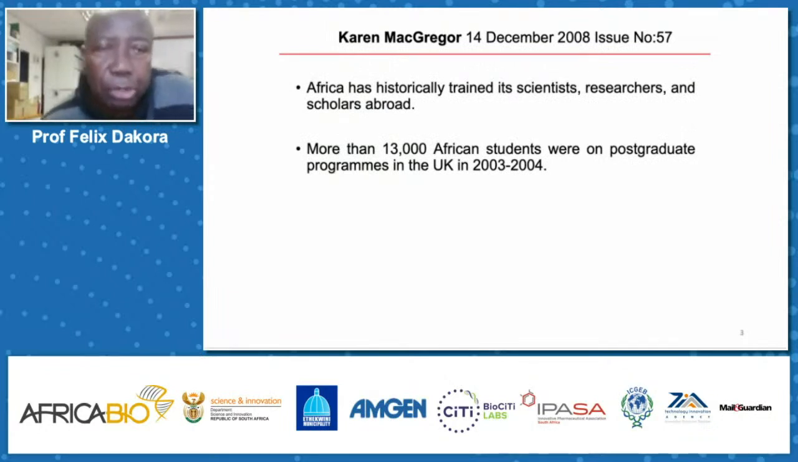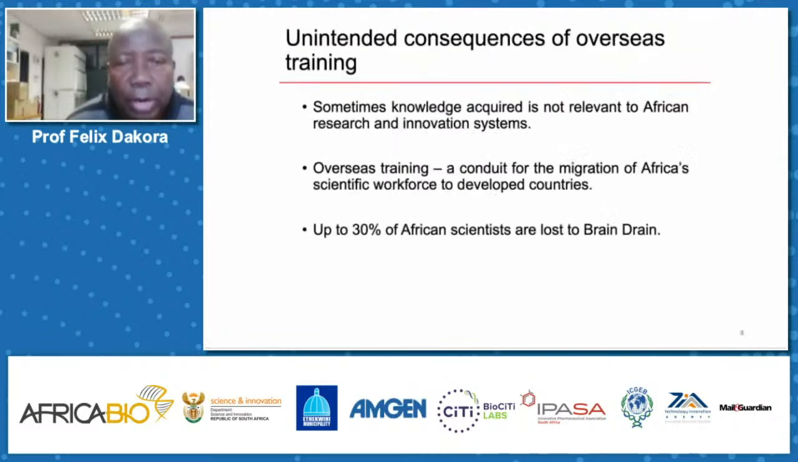Now, the other issue about Africa is that we have historically trained all our scientists, researchers, and scholars abroad. And much of that is excellent. The last speaker, Zodwa, just talked about funding. So it's an easy route for people to get scholarships and study. And as at 2003, 2004, we had about 13,000 African students doing postgraduate programs in the UK alone. And I can assure you that at this point in time, we have just about the same number you get in China, masters and PhD students.